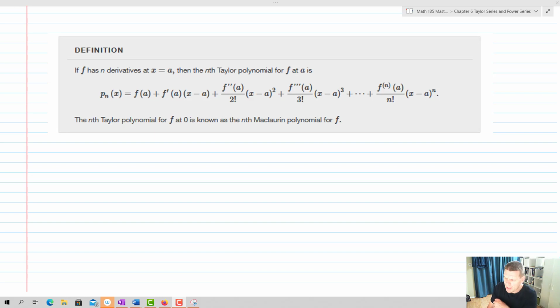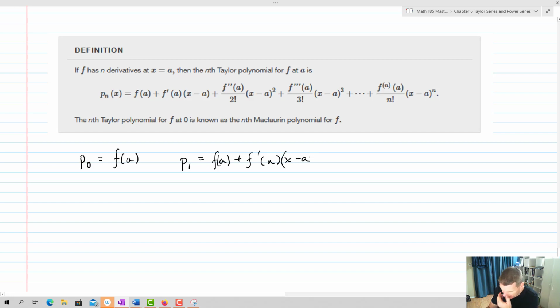So for example, if I were to use the p of 0, okay? P of 0 is going to end up being just f of a. Okay? P of 1 would then equal f of a plus f prime of a times x minus a.